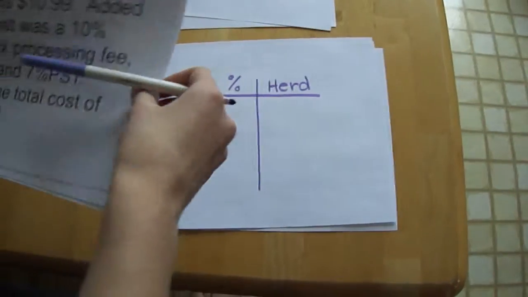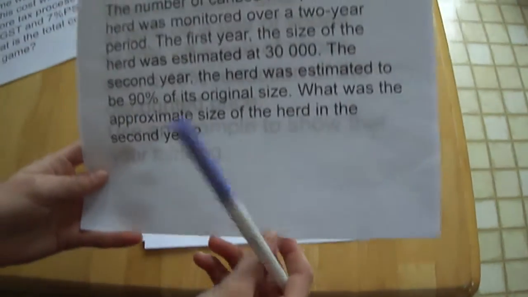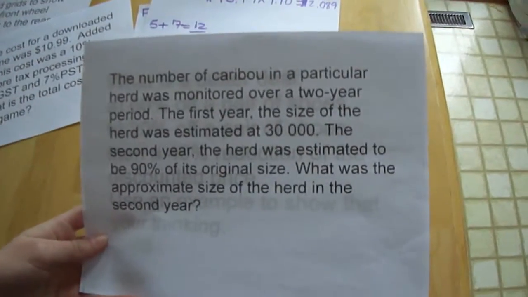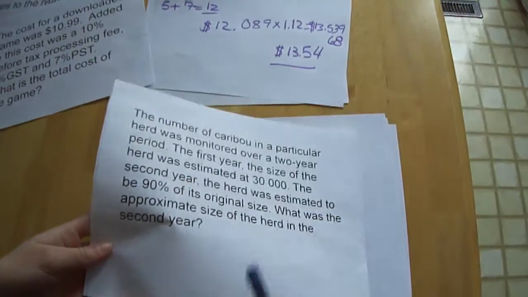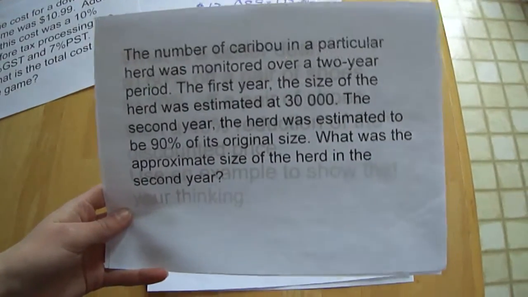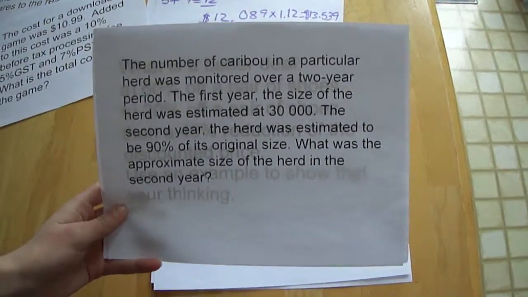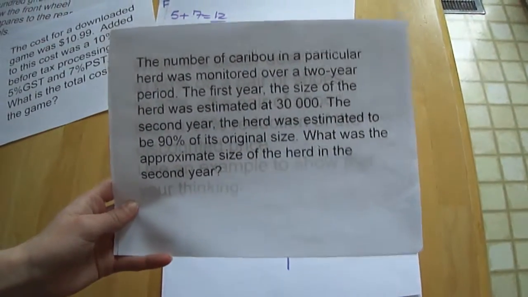Moving on to our third question. The number of caribou in a particular herd was monitored over a 2-year period. The first year, the size of the herd was estimated at 30,000. The second year, the herd was estimated to be 90% of its original size. What was the approximate size of the herd in the second year?